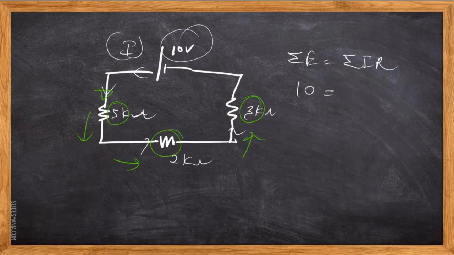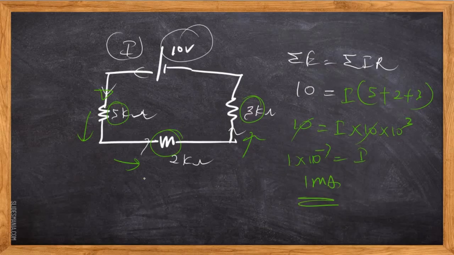So current will be I, and then 5 plus 2 plus 3, that will be 10. But remember that it's 10 kilo ohms. So 10 into 10 to the power 3 times I equals 10. So I equals 10 over 10, the 10s cancel off, 1 into 10 to the power minus 3, that means 1 milliampere. Easy answer.